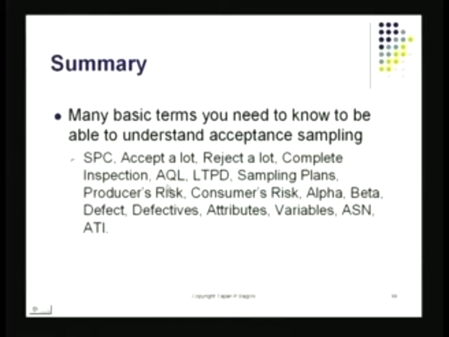AQL is the acceptable quality level that you could live with quite easily. LTPD is lot tolerance percent defective. This is the same as RQL. This is something where even if one lot of this kind gets into your shop, it's like havoc, it's like a nightmare.